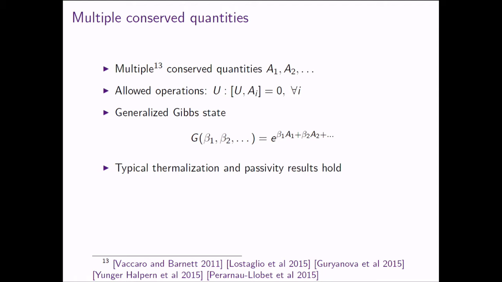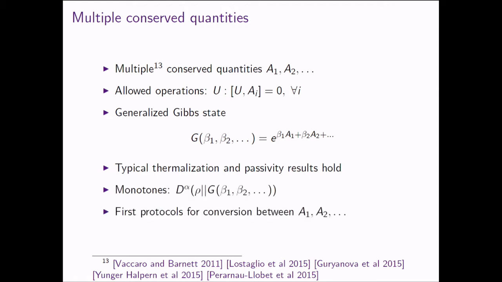And again, all this typicality thermalization results apply. So in particular, the static thermalization results. If you take a maximally mixed state on the big system, then locally it appears to be like this. Also, the passivity results hold here. And the monotones you get, not surprisingly, again, this fake distance, this divergence to the generalized Gibbs state.